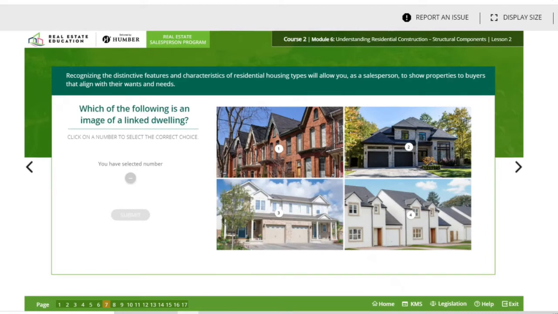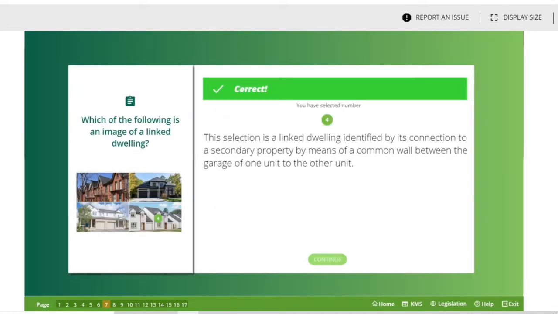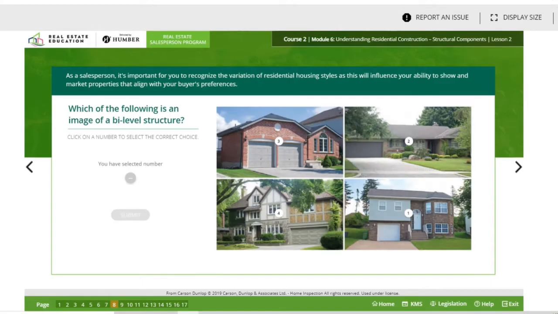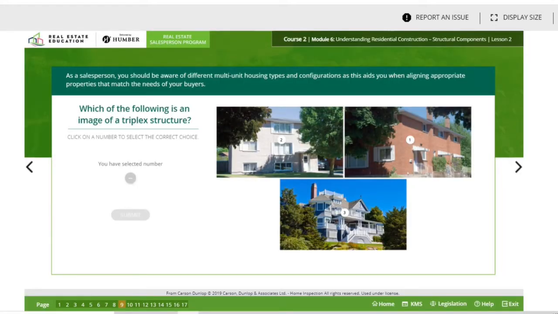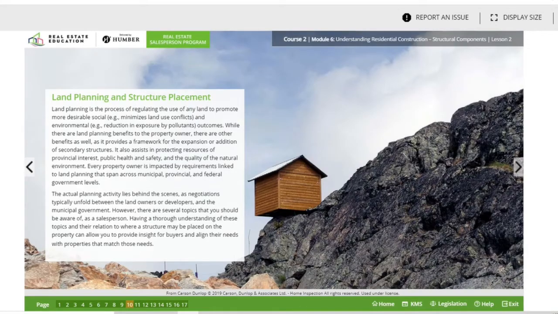And let's just do this quickly. Which one of the following is an image of a linked dwelling? Number 4. Let's see if we got it correct. Oh yeah, we did. And which one is a bi-level? Bi-level is number 1. Correct. Which one is triplex? Triplex, number 1. Yeah.